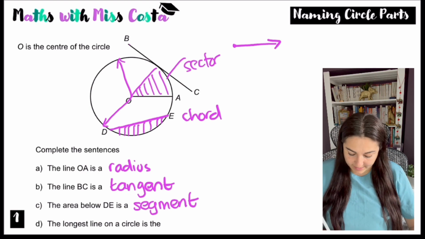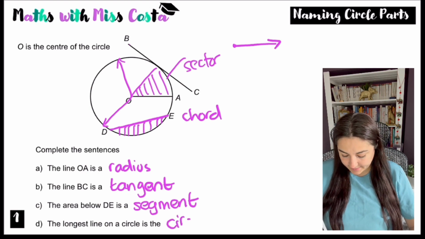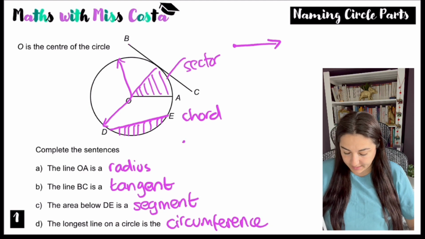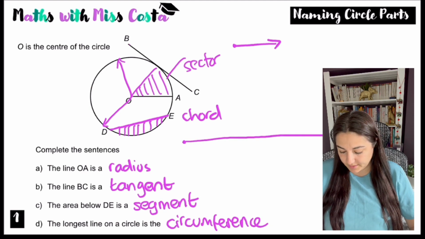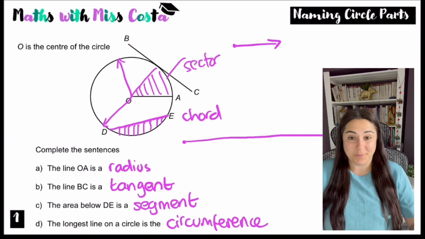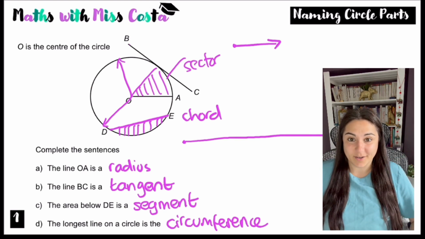And the longest line on a circle is the circumference. So if we unraveled the circle and just, you know, if it was a piece of string and we unraveled it, the longest line would be the circumference.